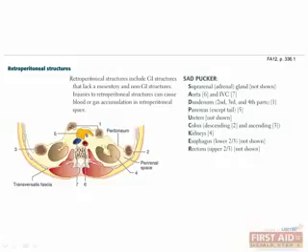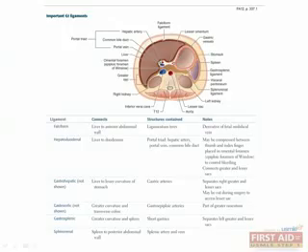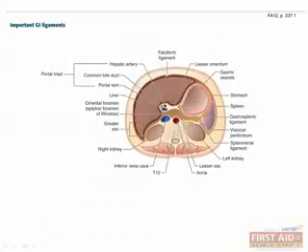You can use the mnemonic SAD pucker to remember the various retroperitoneal structures as seen at the right side of the page. This is an image that should help you stay oriented to the abdominal anatomy. Some important ligaments pictured here include the falciform ligament, the hepatoduodenal ligament, which contains the portal triad, and the gastrosplenic and splenorenal ligaments. The falciform ligament connects the liver to the anterior abdominal wall.